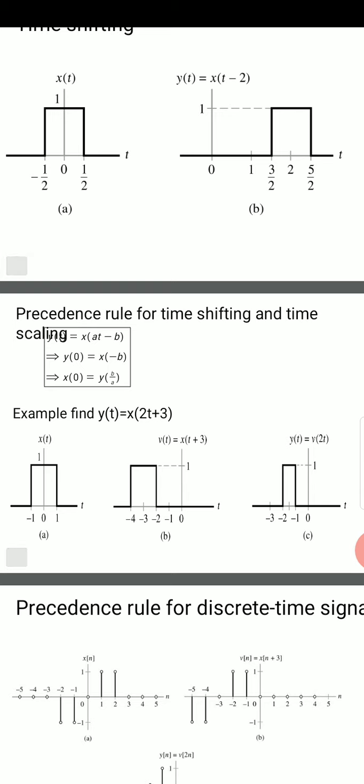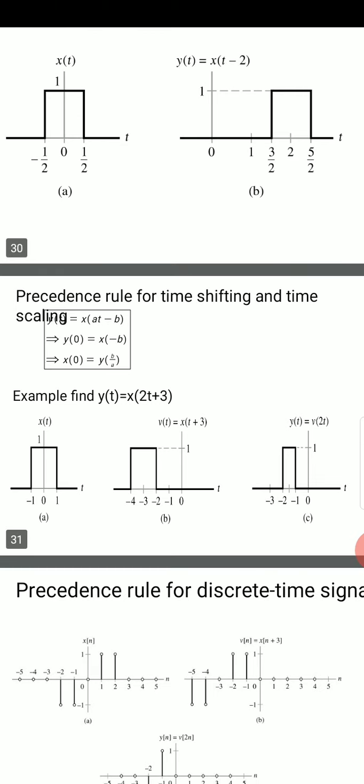Okay, then put 2t + 3 equals 0. Then t equals minus 3. Add minus 3 on both sides. 1 minus 3 is minus 2, and minus 1 minus 3 is minus 4.